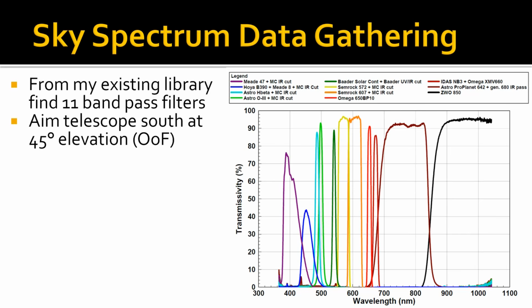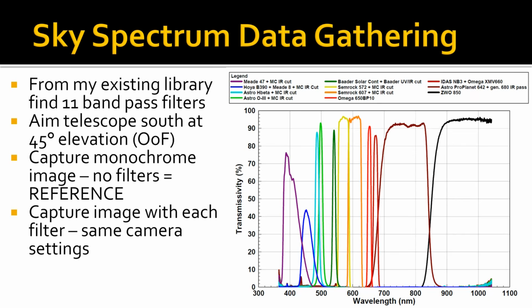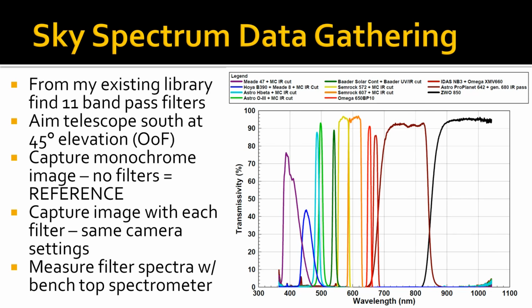Using my monochrome ASI 290 camera, I captured a reference image using no filters, being sure to set the camera exposure time so that the image was brightly exposed, but not overexposed. I then captured an image with each of the 11 filter combinations, using identical camera settings. Finally, I confirmed the spectrum of each filter combination using my benchtop spectrometer, which is the source of the data shown in the plot on the right.